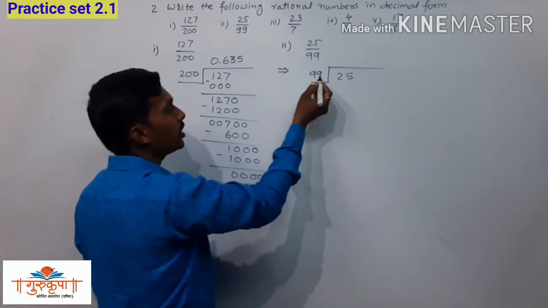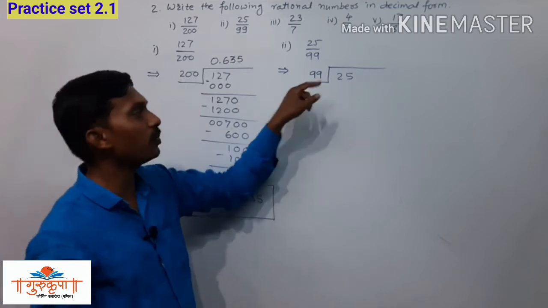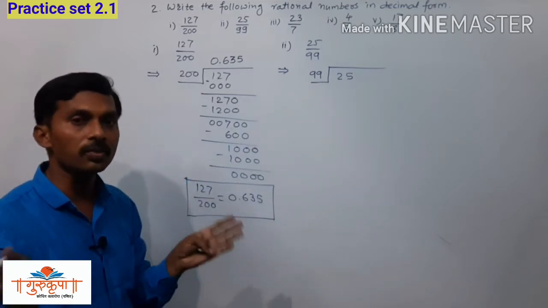Now again the same thing is there. 99 is greater than 25, so we cannot divide 25 by 99. So again we have to start with 0.